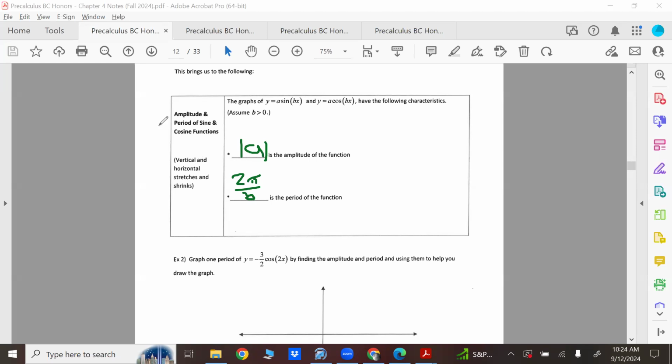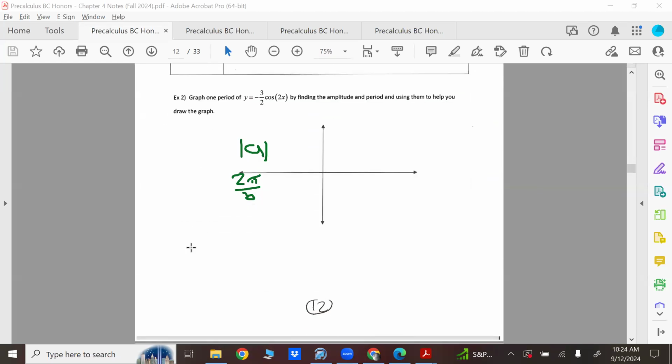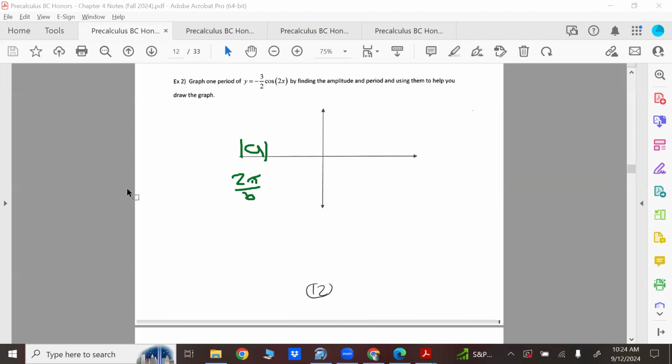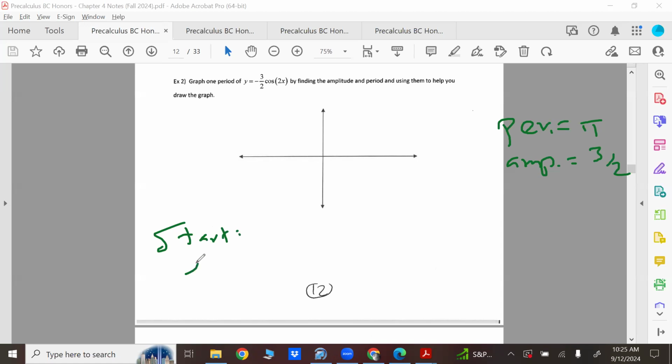Okay, let's graph another one. All right. So, period. What is it? Amplitude, is it 2? What is it? Good. Okay, start. Is there any horizontal shift? No. So we'll start at 0. Where am I going to end it? Pi. Okay, and then I'll do 1, 2.